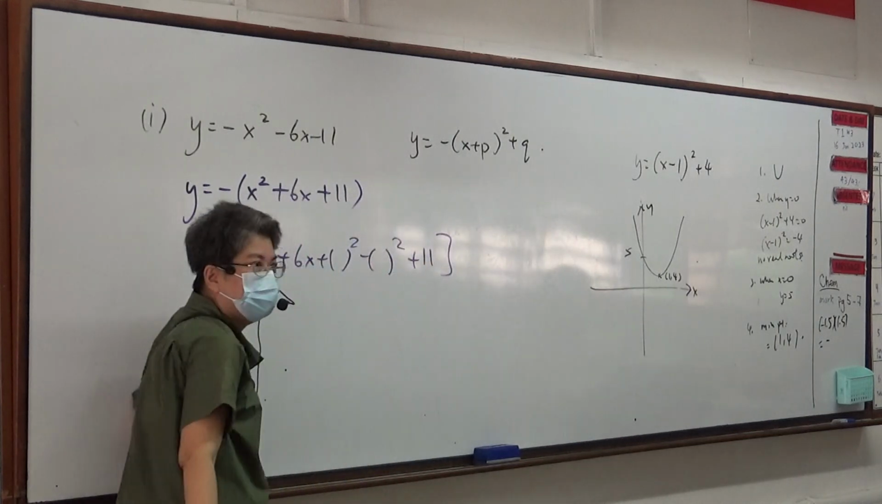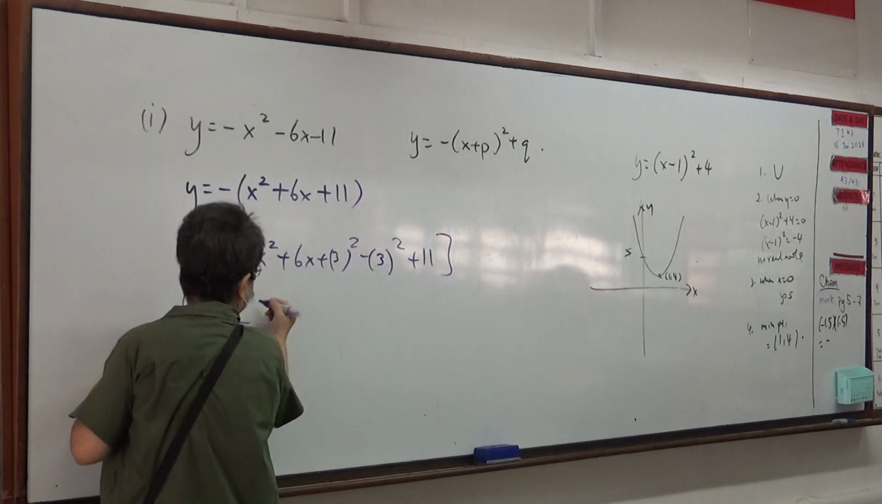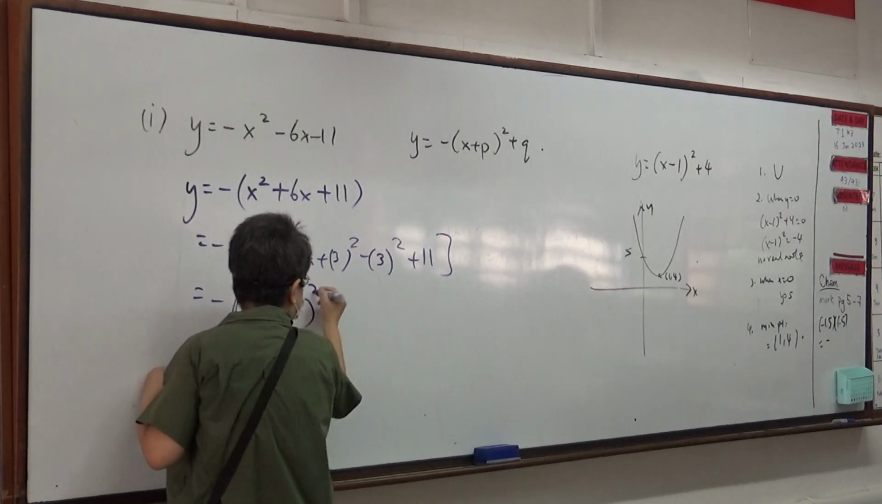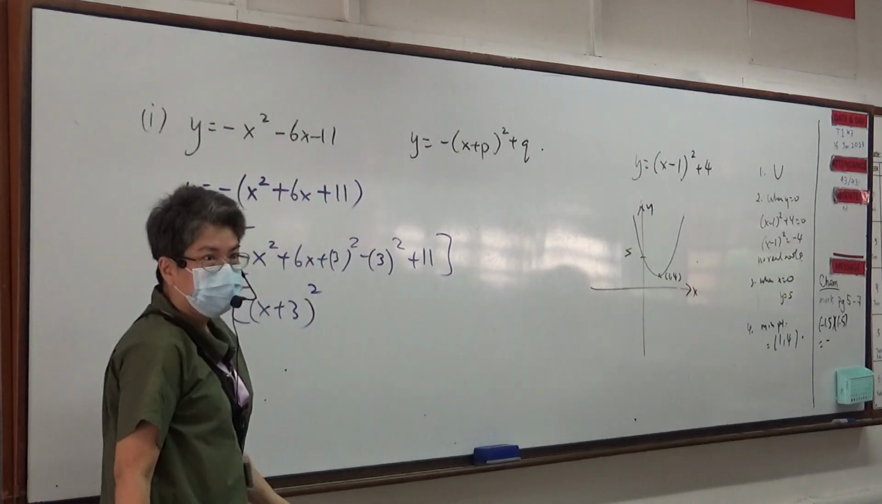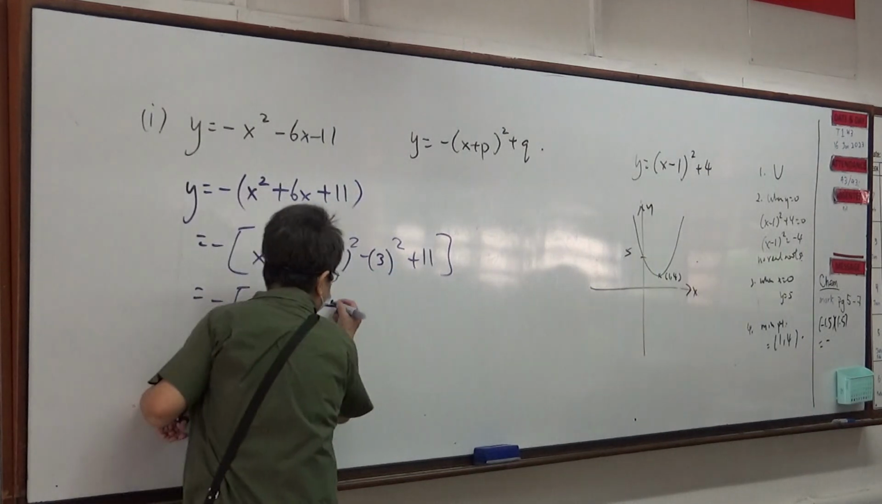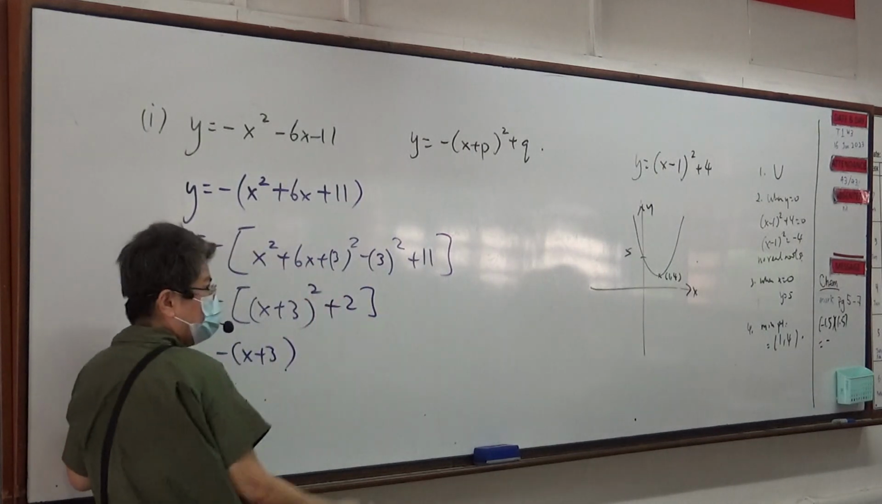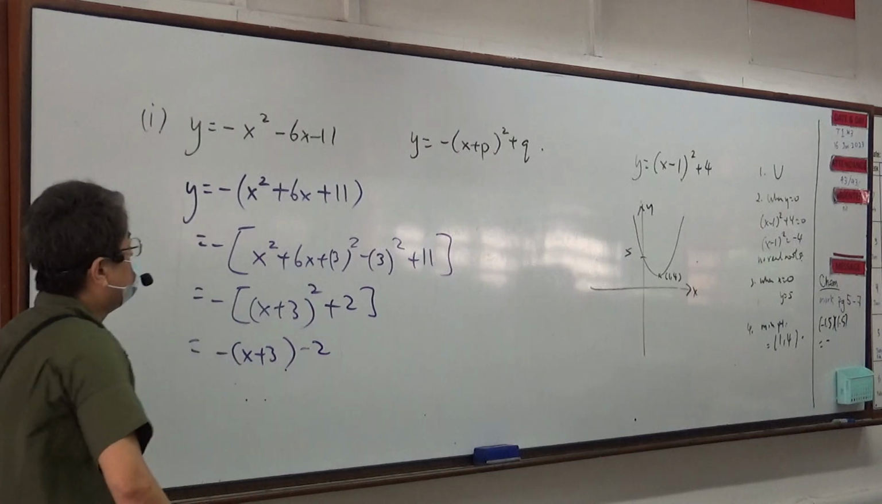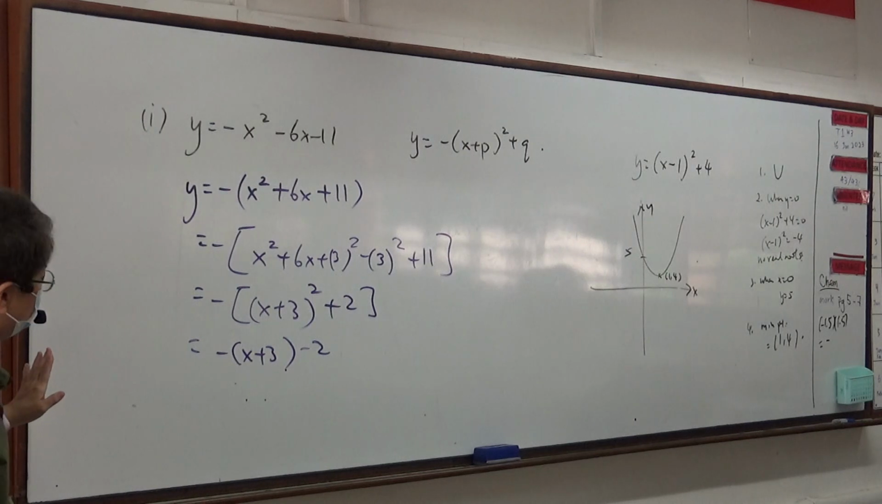Okay, so minus. What's here? No more 3. Good. (x plus 3) squared, right? Minus 9 plus 11 plus 2. So this is, what's this? Minus 2, right? Correct. Everybody okay?